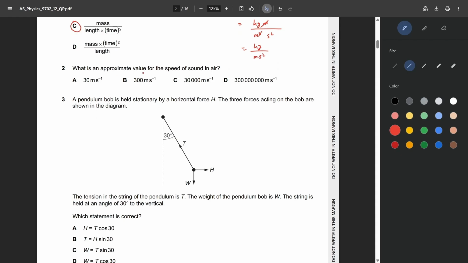What is an approximate value for the speed of sound in air? Okay, 300 meters per second. Answer is B.